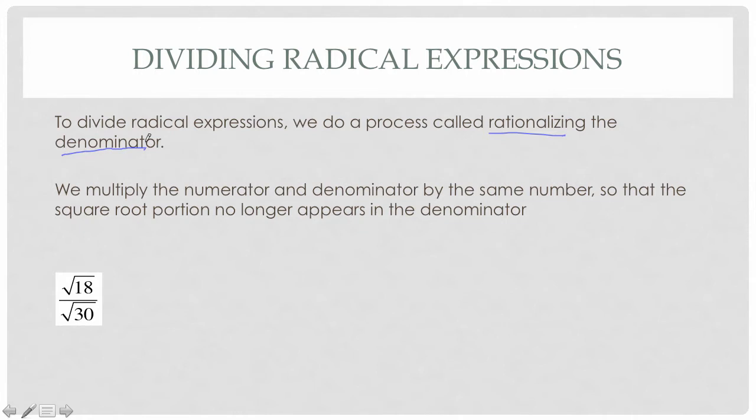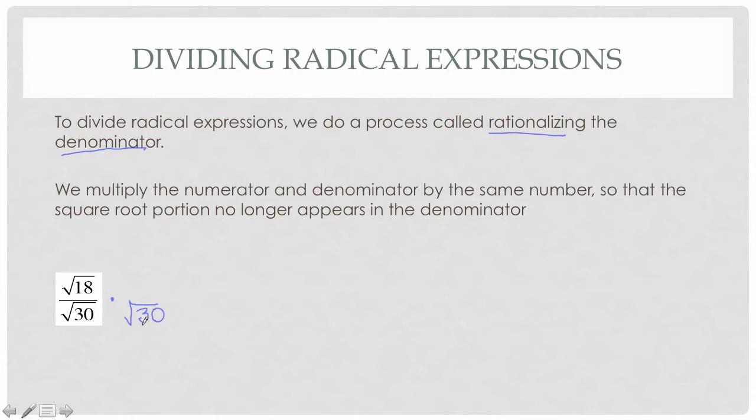To rationalize the denominator, we don't necessarily just divide, but we multiply as a way to deal with division and rewrite what's going on. We multiply the numerator and denominator by the same number so that the square root portion no longer appears in the denominator. So let's think about this. I don't want the square root to be in the bottom. If I have it anywhere, I only want the square root in the numerator. So I'm going to multiply the bottom number by the square root of 30.